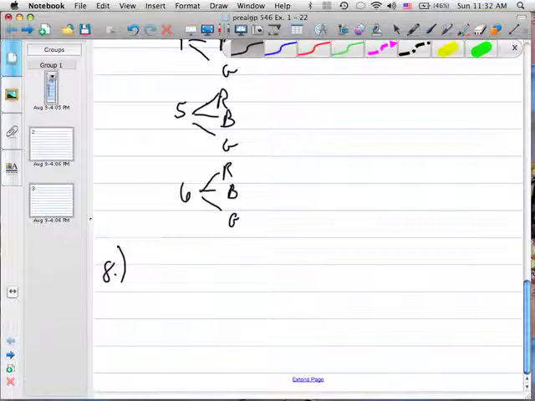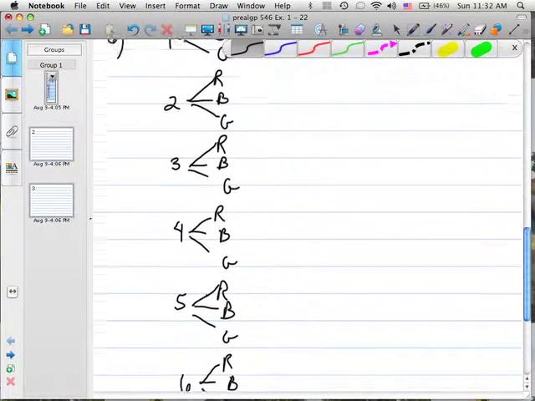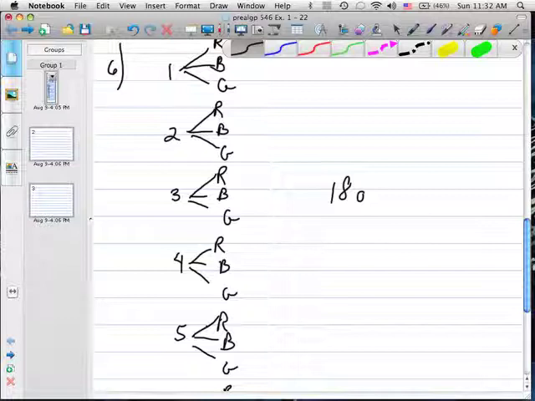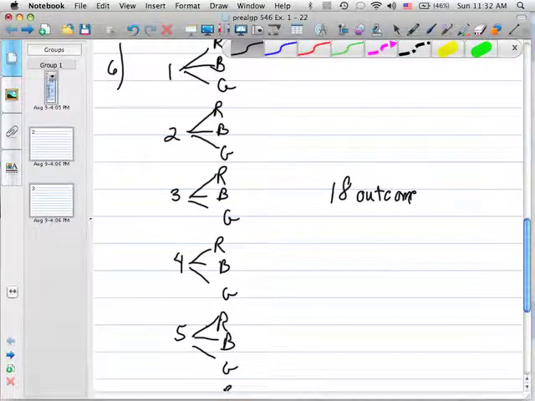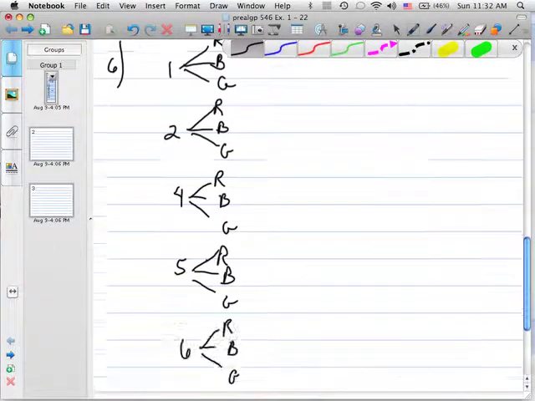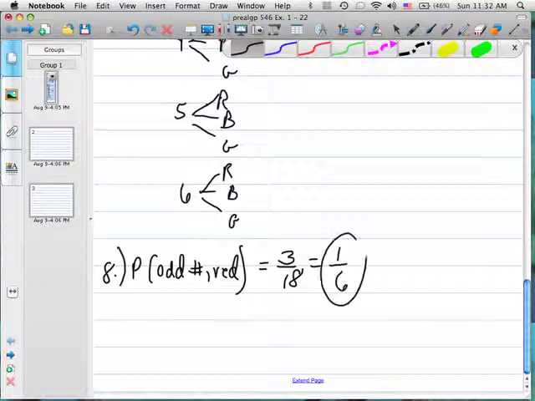So problem number 8, the probability that we have an odd number and it's red. So if we go back, by the way, there's a total of 6 times 3, there are 18 possibilities, 18 outcomes. And odd numbers would be 1, 3, and 5. And red, there's 1 red, 3 red, and 5 red. So there are 3 out of 18. And then simplify it, that would be 1/6.